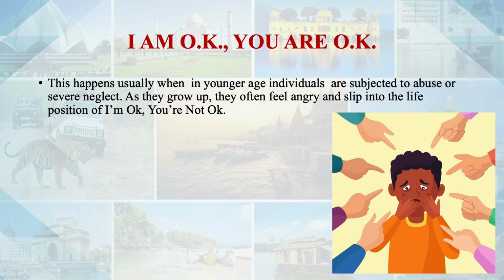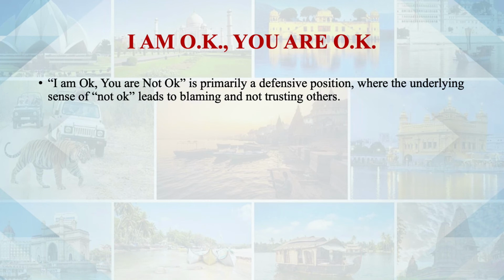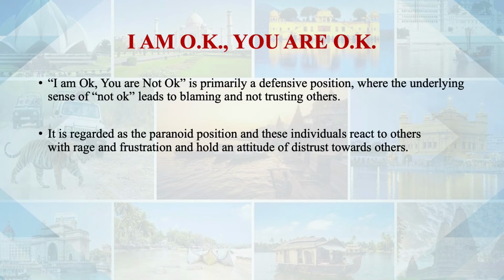This happens usually when in younger age individuals are subjected to abuse or severe neglect. As they grow up, they often feel angry and slip into this life position of I am okay, you are not okay. I am okay, you are not okay is primarily a defensive position where the underlying sense of not okay leads to blaming others. The individuals react to others with rage and frustration and prefer to get rid of others. In a work environment, managers with this life position tend to assume that their given position makes them better than others, and as such others are not okay.